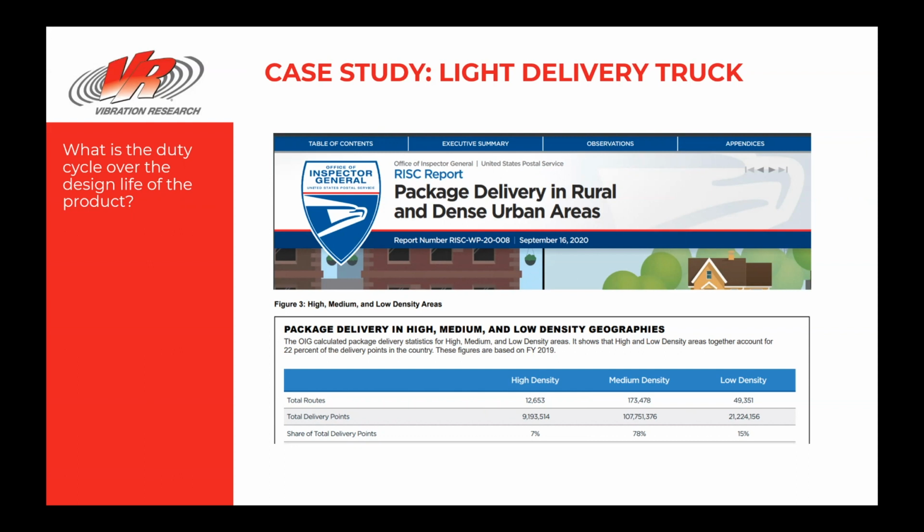In this case study, the usage for a light delivery truck could be easily approximated using information in the public domain. So we found a document from the Office of the Inspector General of the United States Postal Service, which summarized delivery routes into 3 categories that could be used to identify types of duty cycles to gather data, or to use surrogate data from previous programs or other sources, and then post-process using fatigue damage spectrum.